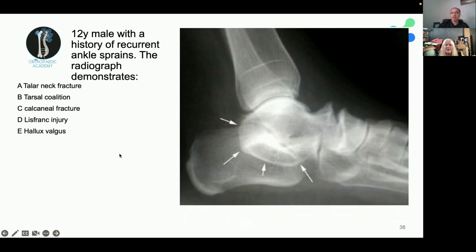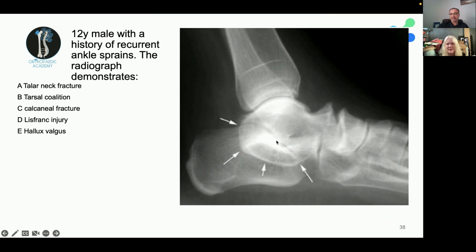Here we go. Here's another question for you. You've got a 12-year-old male, history of recurrent ankle sprains. Here's his x-ray. I've even got some nice helpful arrows in there. What's this? Is it a talar neck fracture, a tarsal coalition, a calcaneus fracture, a Lisfranc injury, or a hallux valgus? This is a tarsal coalition.